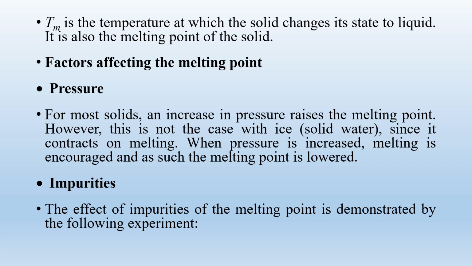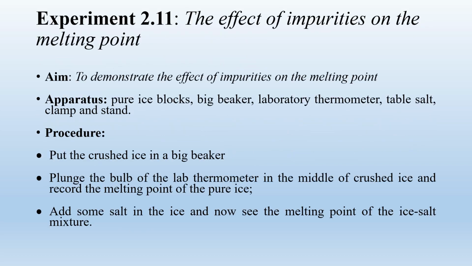Impurities. The effect of impurities on the melting point is demonstrated by the following experiment. Experiment 2.11, the effect of impurities on the melting point. Aim: to demonstrate the effect of impurities on the melting point. Apparatus: pure ice blocks, big beaker, laboratory thermometer, table salt, clamp and stand.